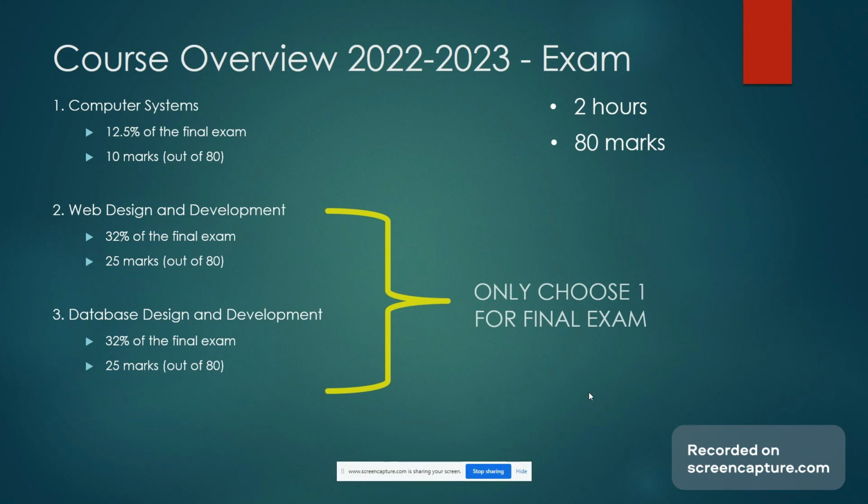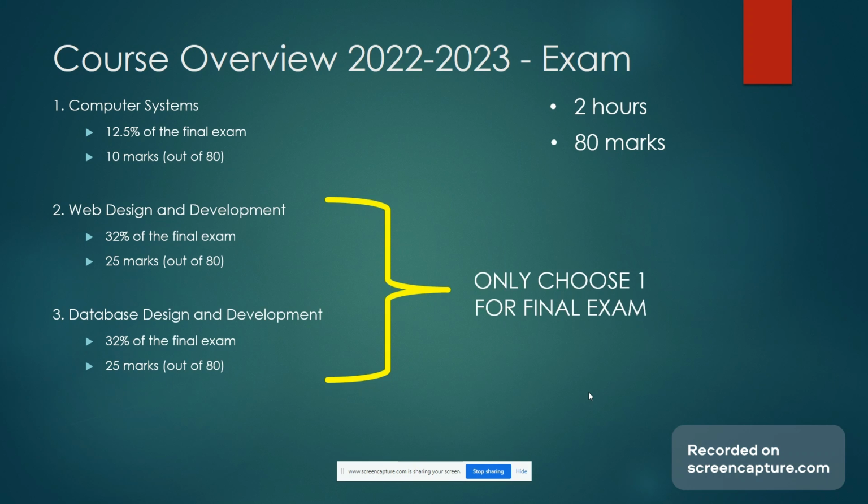Now, it's interesting, currently you only actually have to choose one. We cover both of them in higher computing science, but you only need to choose one to focus on in your exam. And the final part and the final unit is software design development, which is the largest with 45 marks out of 80. So that is your 80-mark exam.